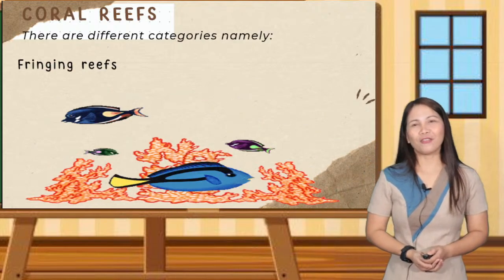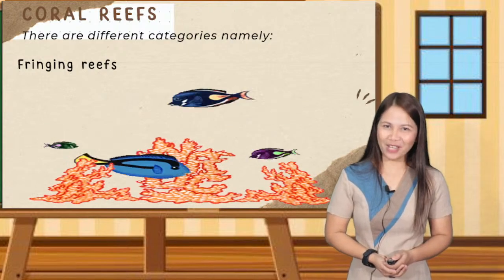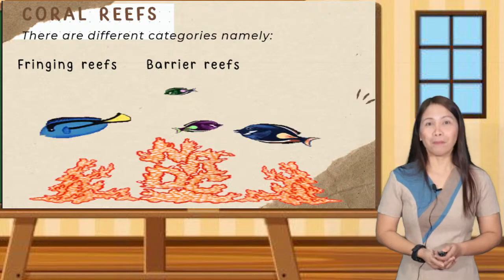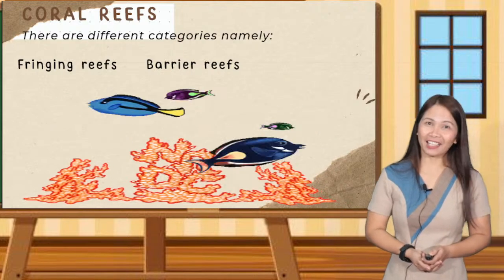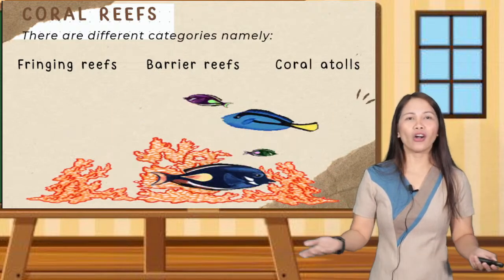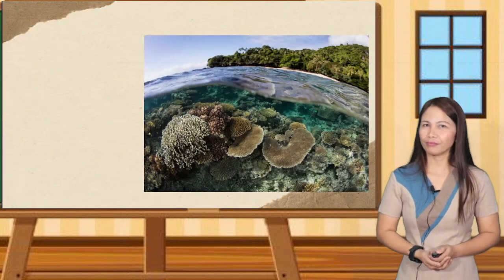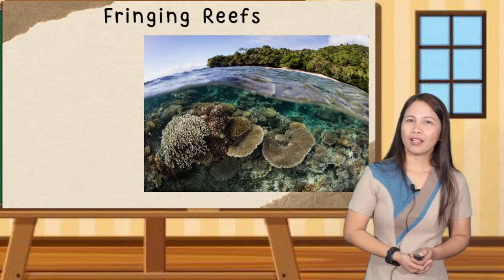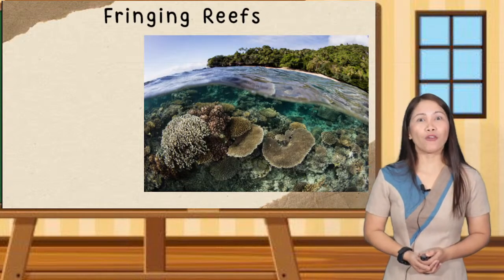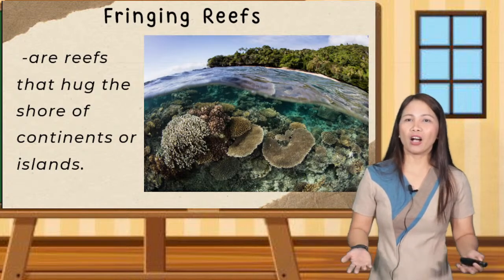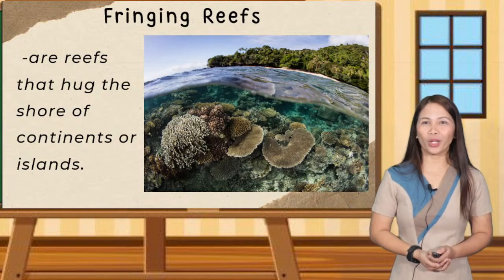Correct. The first one is fringing reefs. The second one is barrier reefs. And the third is coral atolls. The first example is fringing reefs. These are reefs that hug the shore of continents or islands.